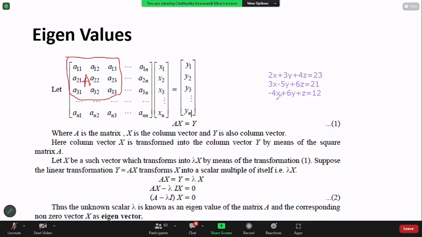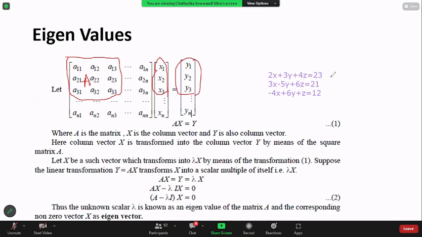Right. So what are our x1, x2, x3? Our x1, x2, x3 corresponding to these three simultaneous equations are x, y, z. So what is our y1, y2, y3? 23, 21, 12. So that is capital Y.